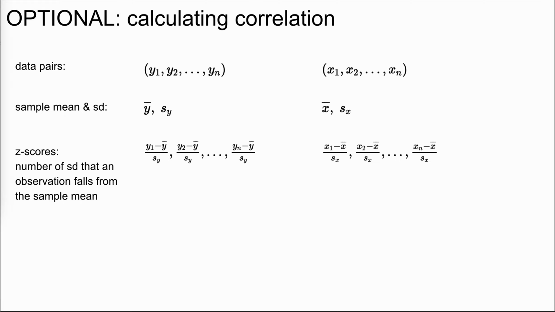Next, within each variable, we can calculate the z-scores of the individual observations. Let's focus on the z-scores for our y values. To calculate the z-score of y1, we subtract the mean of the y values, y bar, and divide that difference by the standard deviation of the y values, s sub y. In words, then, this z-score calculates the number of standard deviations that observation y1 falls from the average y value. Generally speaking, the further a sample y value falls from the average, that is, the more extreme it is, the further its z-score will fall from 0.